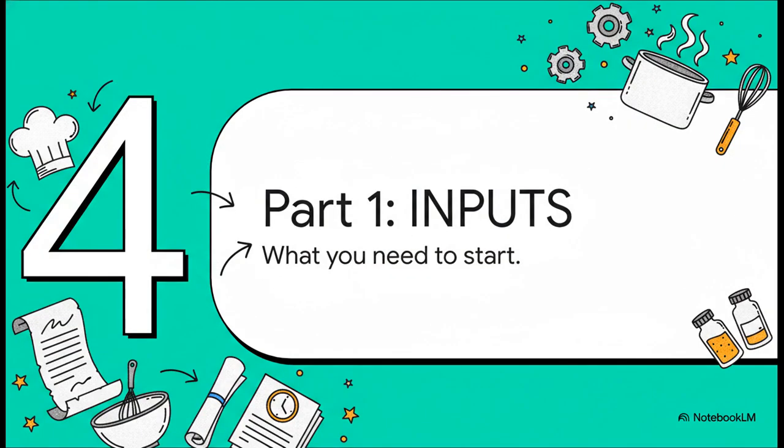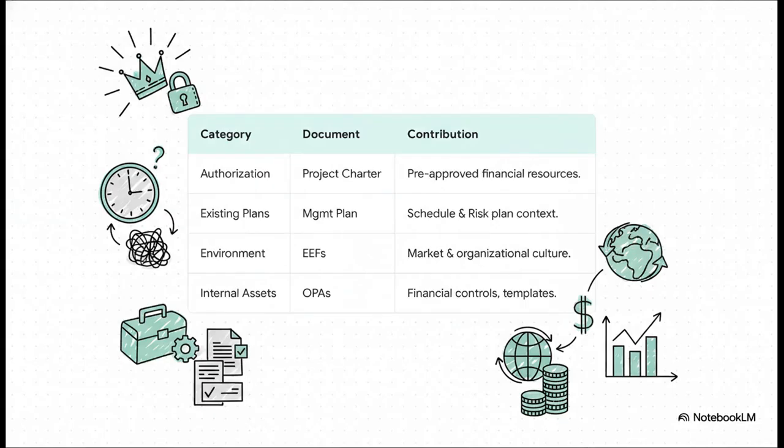Let's start with inputs. You can't just create a plan out of thin air, right? You need some raw materials to work with. Think of these as the essential ingredients you have to have on the counter before you can even start cooking. When you look at these inputs, they really fall into 2 big buckets: stuff from your project and stuff from the wider world. On the project side, you've got your project charter and your project management plan.